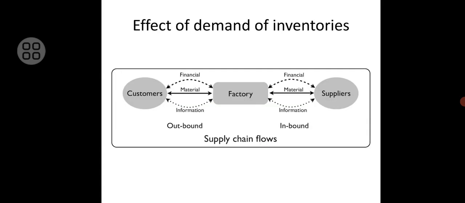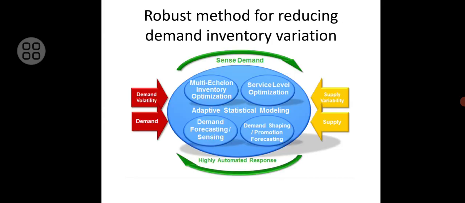So the effect of demand on inventories follows a kind of Chaplin's saying. Consumers go to the factory and the factory goes to the suppliers. First the suppliers send material to the factory, in the form of material, financial or information flow. The factory sends to the customers in the form of material, financial or information flow. From consumers to factory is called outbound, and from factory to suppliers is called inbound. We term this the supply chain flow, right?